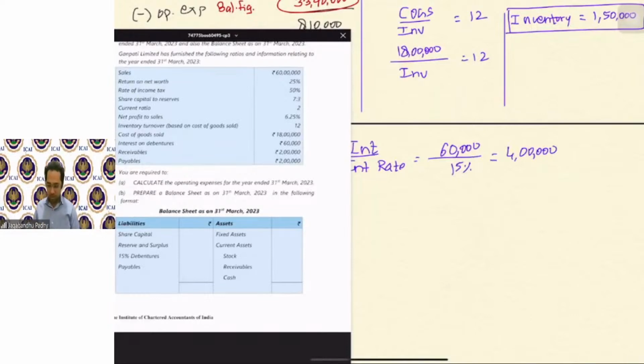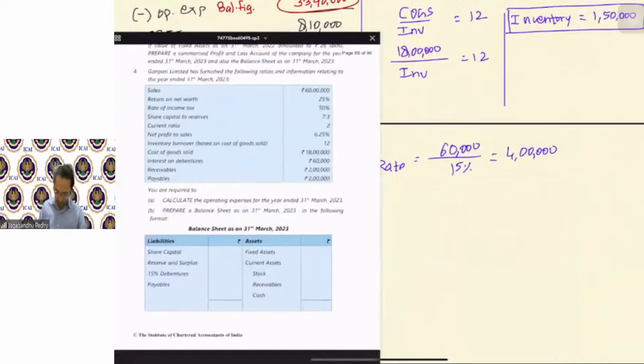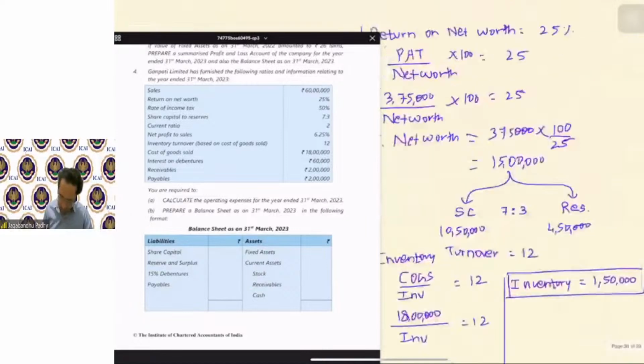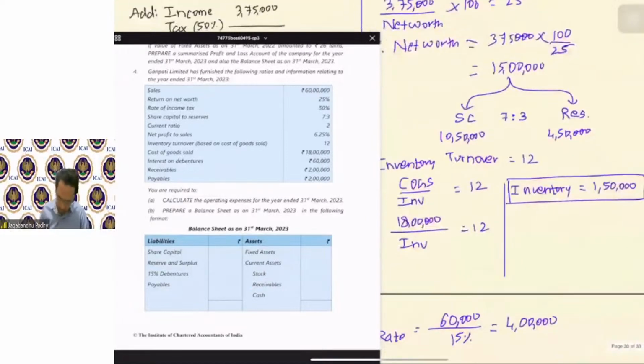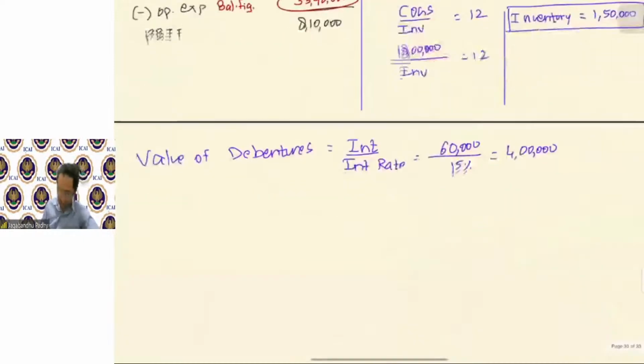Now, interest upon interest rate is 60,000 divided by 15%, which is 4 lakh. We're getting the value of debentures. So from the balance sheet, we have filled up share capital, reserve surplus, debentures. Payables is given, receivables is also given, stock is what we have computed, and fixed assets also computed, right? Look at the current ratio: since payables is given, obviously there's no other current liability.